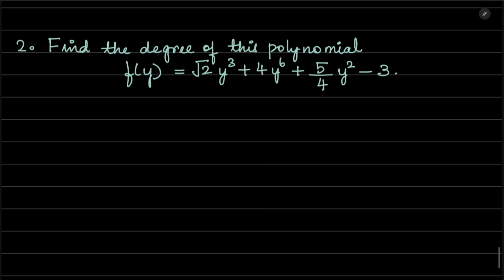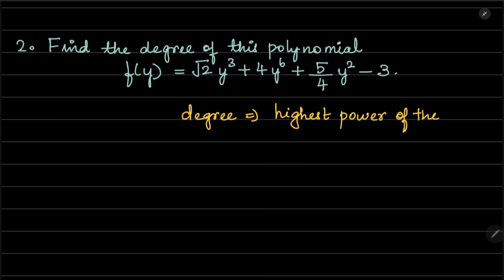Find the degree of this polynomial. What do you mean by degree of a polynomial? Degree is nothing but the highest power of the variable. What is the highest power of the variable? That is what is called the degree.